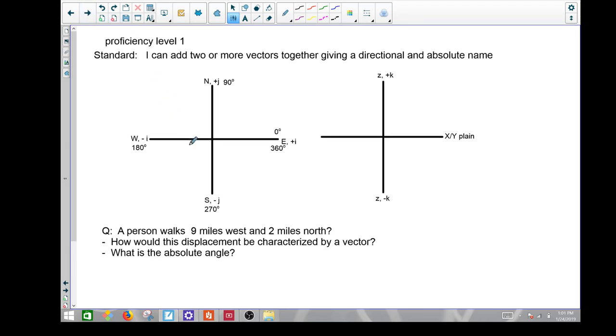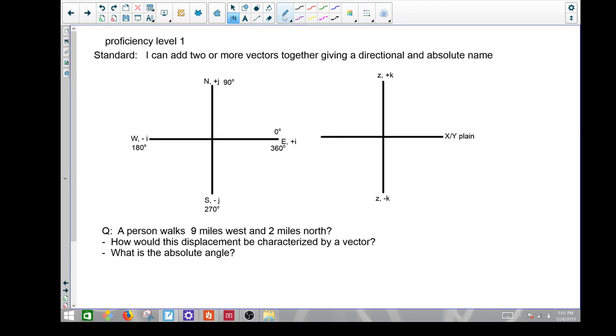There are several ways to add vectors, and one of them would be to do it manually. The very first thing I'm going to do is try to get an idea of where this thing is. 9 miles west, so that's my first vector. I'm just going to draw this thing.